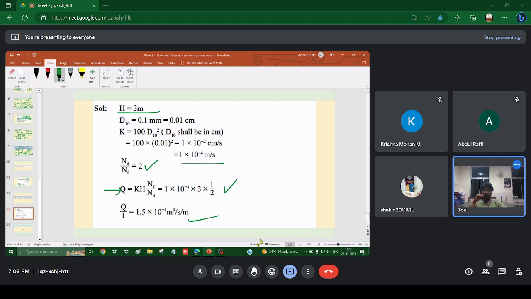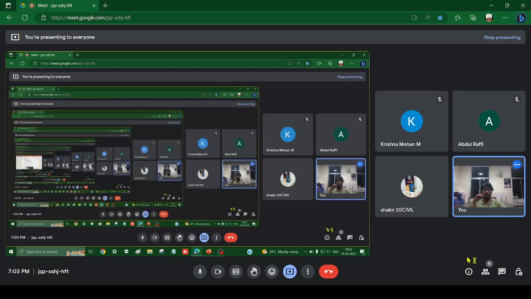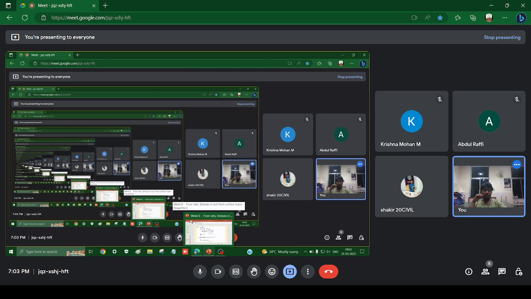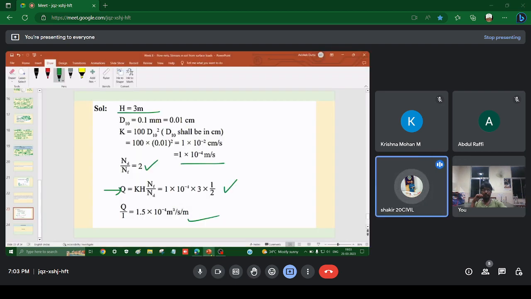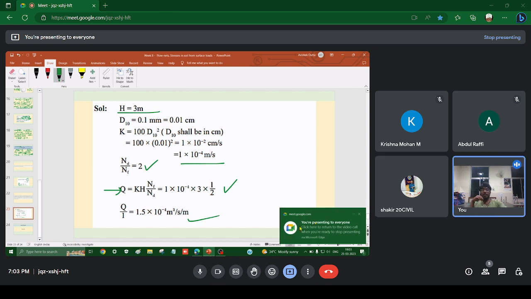Is it clear, everyone? Is it clear, Shakir? Yes, sir. Do you want me to show it again? The second part you can do on your own because you have done these sums. The first part only, you just copy that k equals 100 into d10 whole square, and then apply k h into nf by nd, get 1.5 into 10 to the power minus 4 meter cube per second per meter.